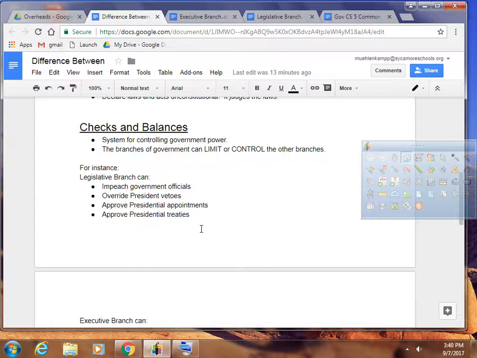They can override the president's vetoes. They can approve presidential appointments or presidential treaties. What can they do to the judicial branch? Well, they must approve all judges before they are seated to their posts. They approve all appointments.